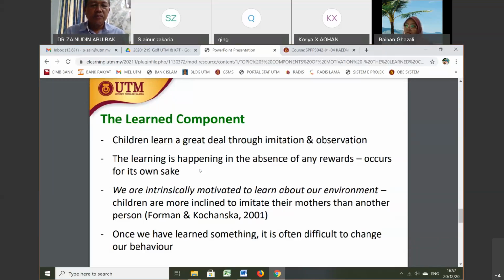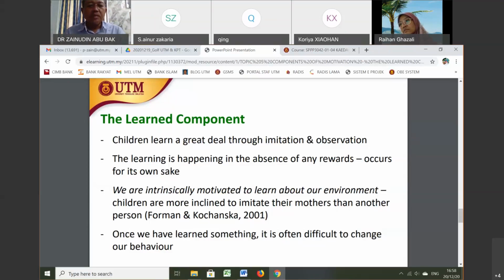reinforcement, right? Now, Foreman and Koshanka, 2001, mentioned the intrinsic situation. We are intrinsically motivated to learn about the environment. So they mentioned the intrinsic, the internal factors about learning the environment. By nature, we are intrinsically motivated to learn about the environment.